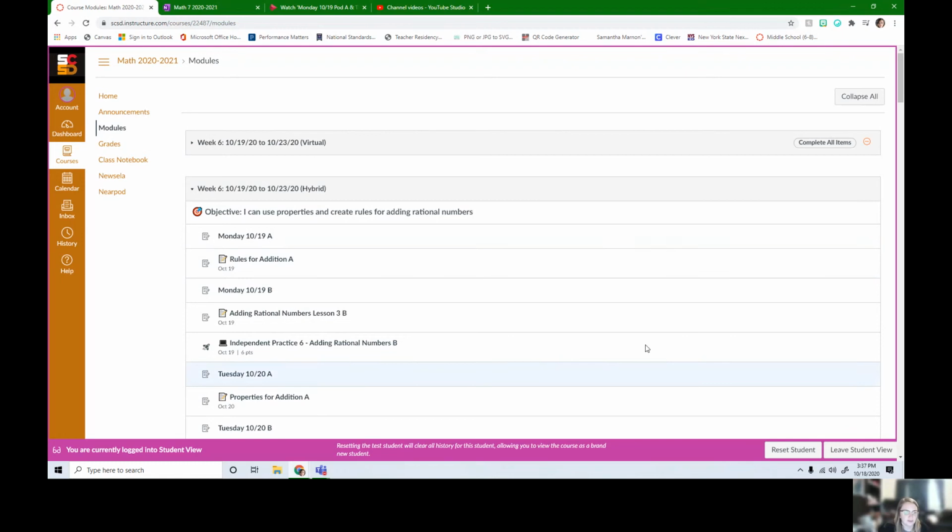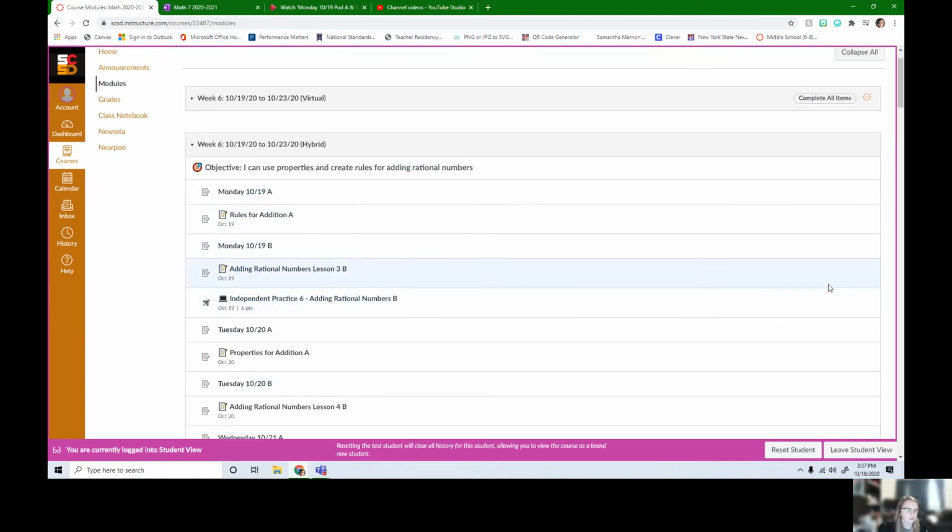So when I have my screen here, I actually see both assignments for A and B. When your scholar logs on, they'll only see the assignments for B, so it won't look as messy or as much. So I'm just going to go through day by day in each assignment what they're going to be doing.